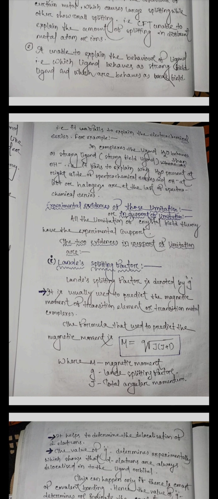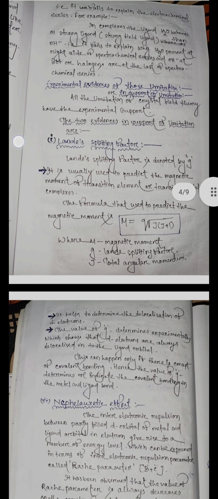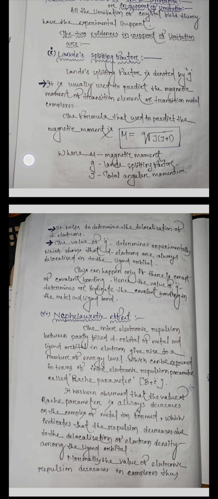The two evidences in support of the limitations are: I, मतलब पहला Lande splitting factor. Lande splitting factor is denoted by g. It is usually used to predict the magnetic moment of transition element or transition metal complex. The formula used to predict the magnetic moment is mu equal to g into root over J into J plus 1, where mu is magnetic moment, g is Lande splitting factor and J is total angular momentum. It helps to determine the delocalization of d electron.